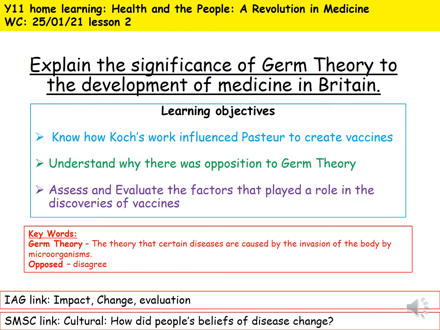Our second learning objective is to understand why there was opposition to germ theory at the time. This is quite common. We've looked at opposition quite a lot recently. And finally, we need to assess and evaluate which of the Gatwick factors played a role in the discovery of vaccines. Once again, please pause and have a look at the keywords on the screen now.